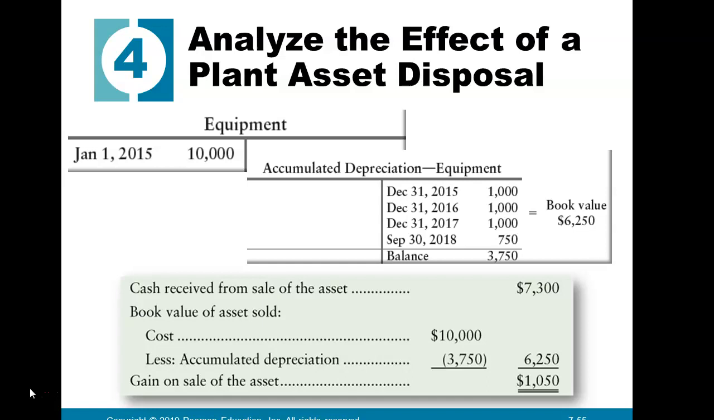And you might see questions asking you whether a sale constitutes a gain or a loss, and if it's a gain or a loss, what's the amount? That's important. How do you derive it? This is the value we received from that asset.